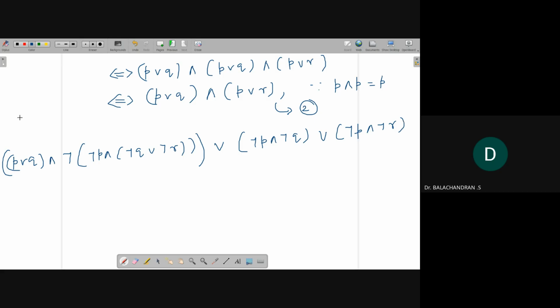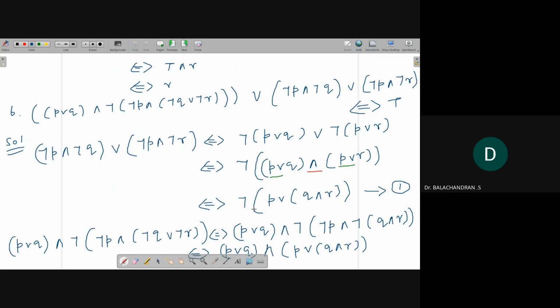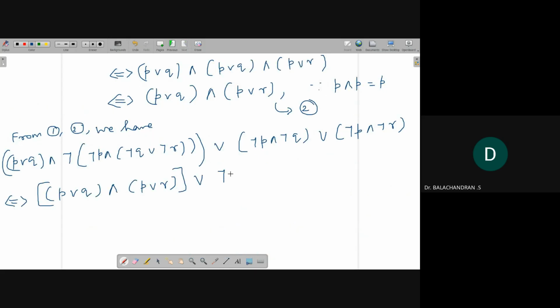Now from 1 and 2 you can write like this. From 1, 2 we have, so instead of this we can replace by these two quantities, P or Q and P or R. Or instead of these two I can replace negation of P or Q and negation of P or R. Close this bracket, close this bracket.